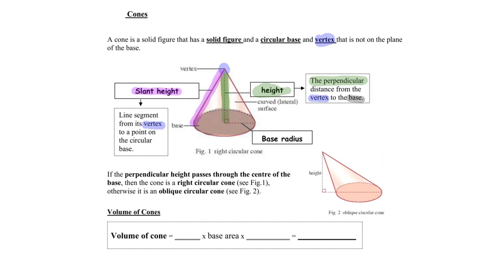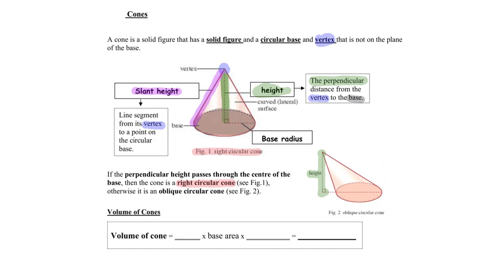So if the perpendicular height passes through the center of the base, then it is what we call a right circular cone, as in figure 1. It is at the center. Otherwise, it is an oblique circular cone, where the height is taken from the top all the way to the horizontal plane of the base. In this case, you can see that the height is actually measured as such.